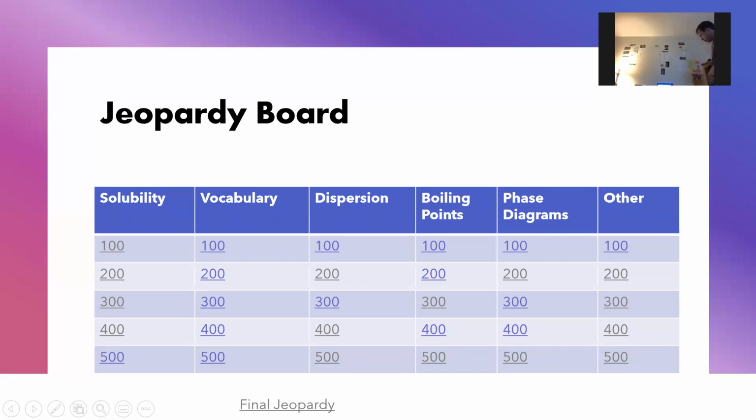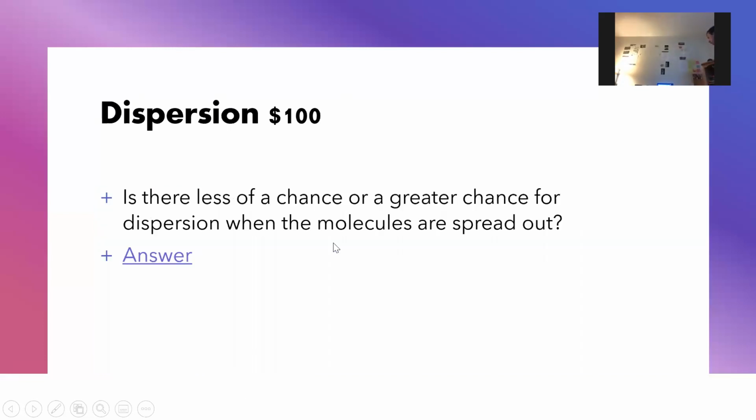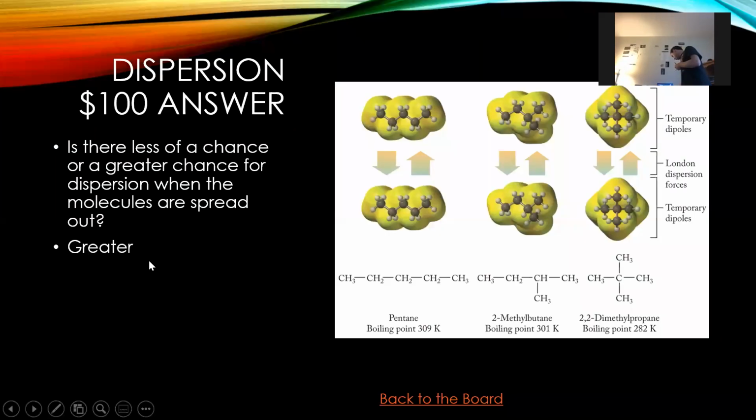Dispersion for 100. Is there less of a chance or a greater chance for dispersion when the molecules are spread? Tetra. What is a greater chance? Greater chance. You are right. Tetra 100. Good move.